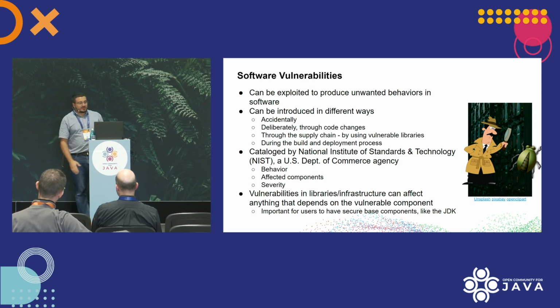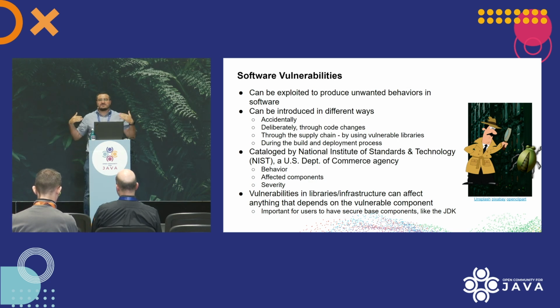And these vulnerabilities are cataloged by the National Institute of Standards and Technology, which is an agency of the US Department of Commerce, which is, of course, an agency of the US government. And they're cataloged for a couple different things: behavior, affected components, and severity. And that catalog results in the CVE system. And vulnerabilities in libraries and infrastructure can affect anything that depends on the vulnerable component. So for us in the Java world, if our JDK is vulnerable, pretty much everything we build and run on the JDK can also be vulnerable. So it's very important that we have a secure source of information.